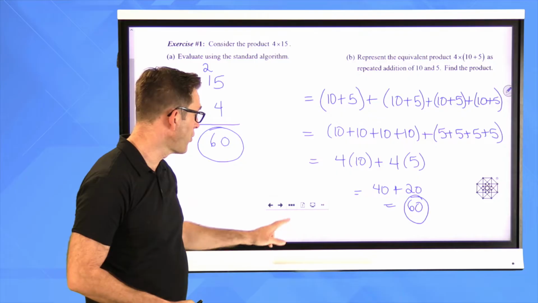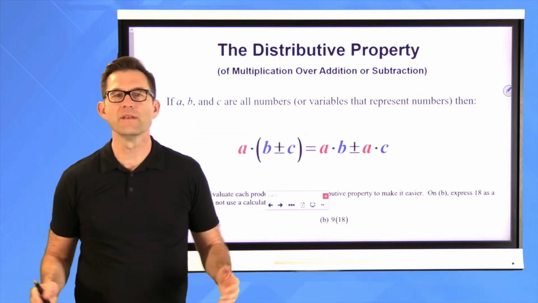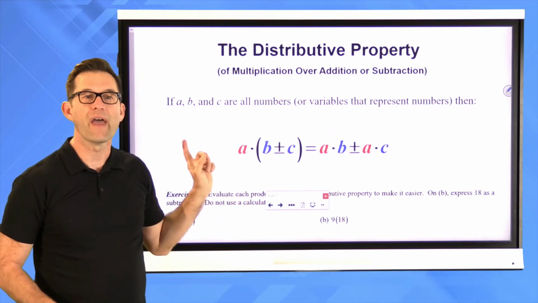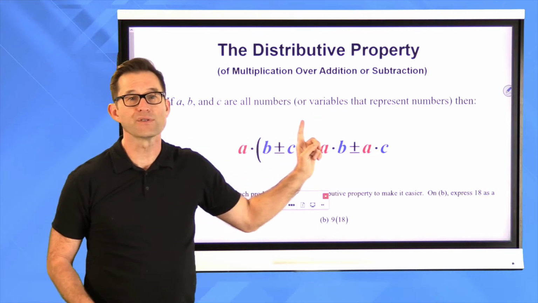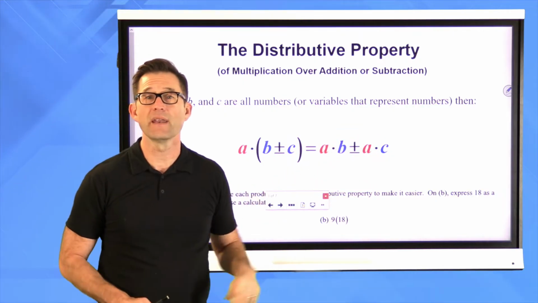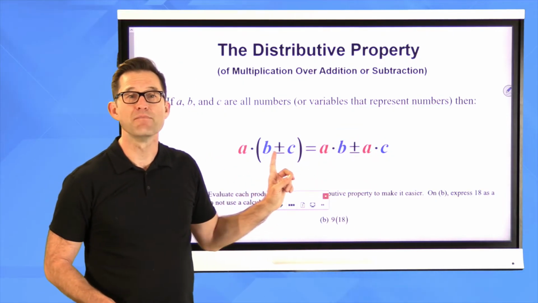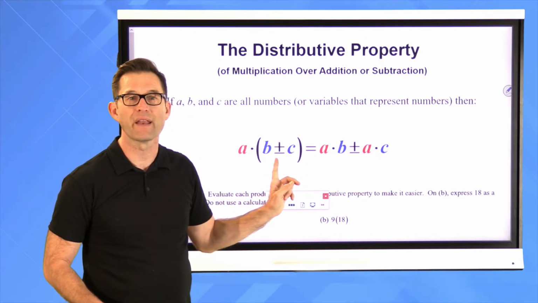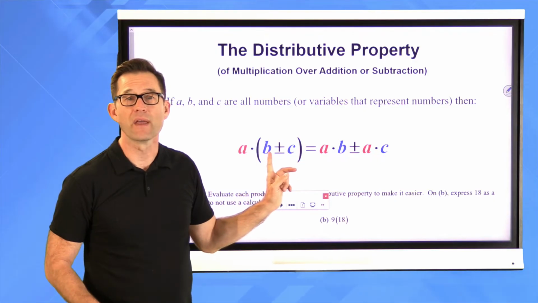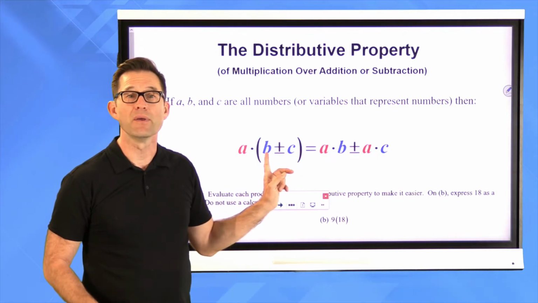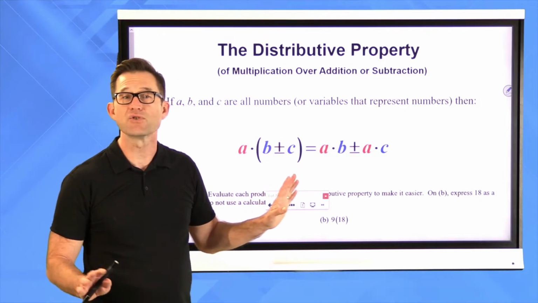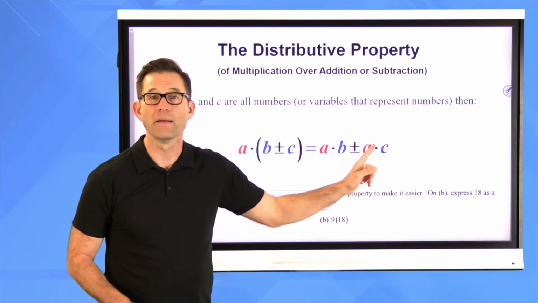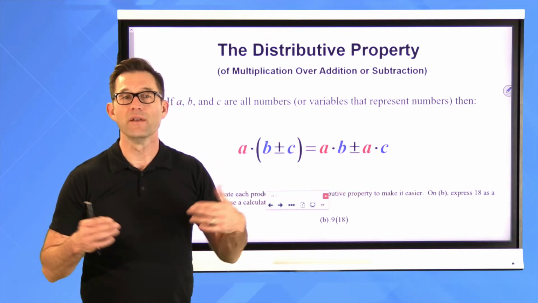Let's take a look a little bit more at the distributive property. Here it is in its glory. The distributive property of multiplication over addition or subtraction. If A, B, and C are all numbers, or variables that represent numbers, doesn't make any difference, then A times B plus C, or A times B minus C, that's what that little plus with a minus symbol underneath it means. I can either be doing B plus C, or I can be doing B minus C, but all the distributive property says is I can first do the multiplication, A times B, A times C, and then I can do the addition or the subtraction.